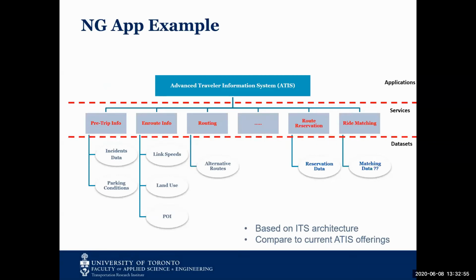Here is an example of those next generation apps, and this is based on the ITS architecture, and this is just a snapshot of how the ITS architecture has seen the advanced traveler information systems. As you can see, the one app is decomposed into many services, and we've just listed 5 here for your reference, but there can be way more than this, and each of those services processes a set of data, and we've listed here a few. In my opinion, very limited functionality of this vision is currently implemented in the ATIS applications.